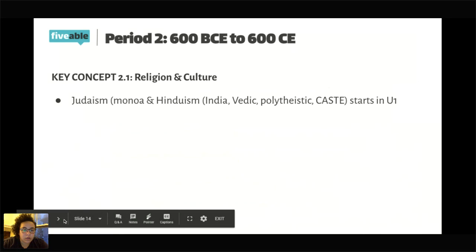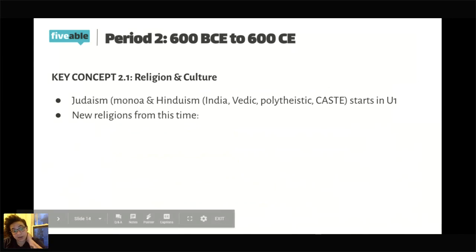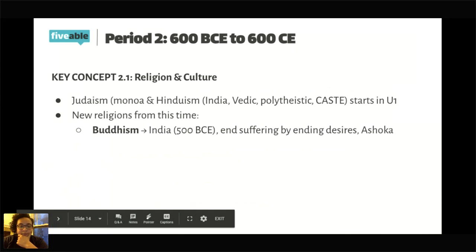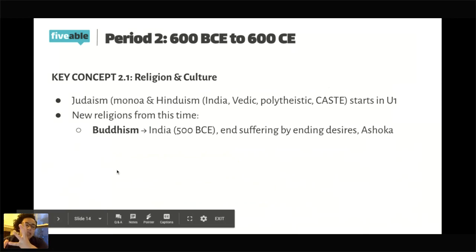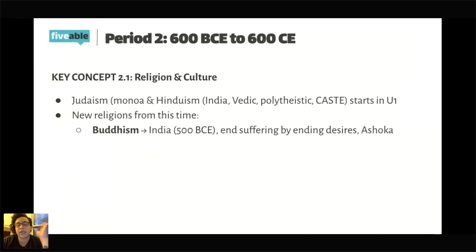Cool. All right, so some of the new religions that come out of period 2, there are several. You've got Buddhism. Buddhism originates in India around 500-ish BC. The main idea of Buddhism is that you can end any sort of human suffering by ending desires for materialistic things. That's the root of it. It's very similar to Hinduism because there is reincarnation and this sense that if I live by these guidelines, then I will be reborn into a higher being, or I will eventually reach enlightenment, which is the end goal.